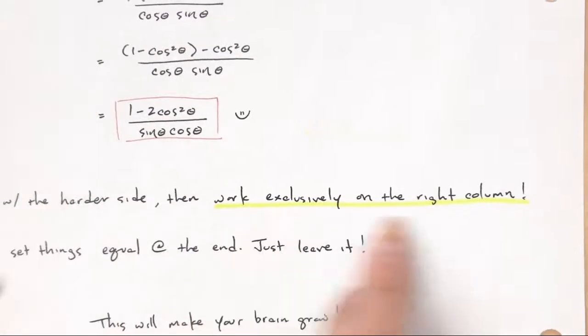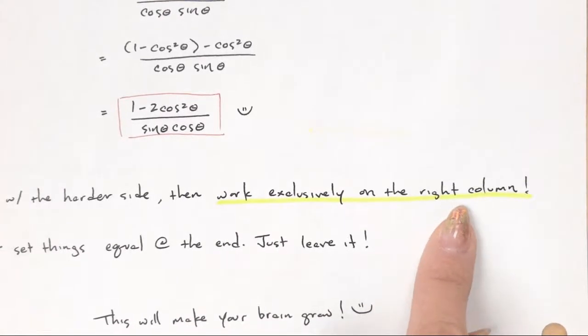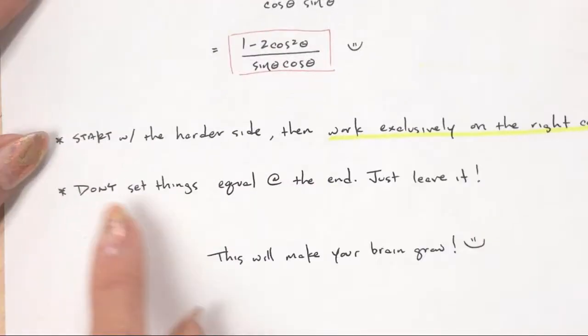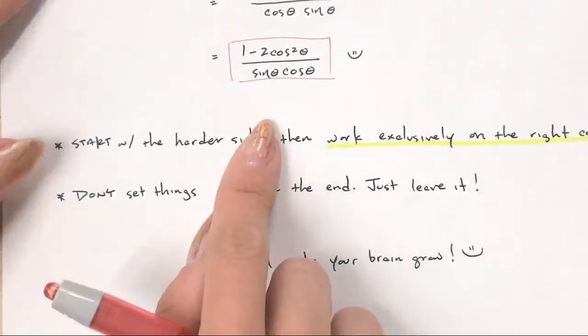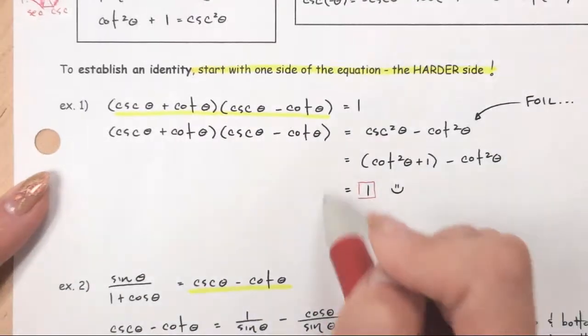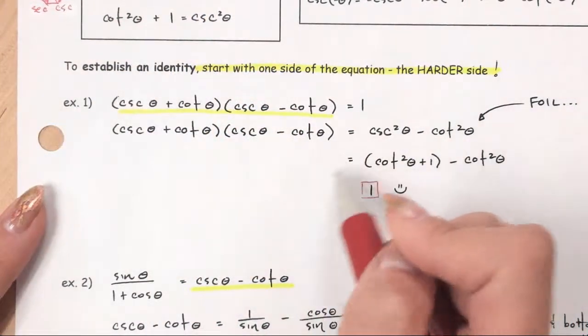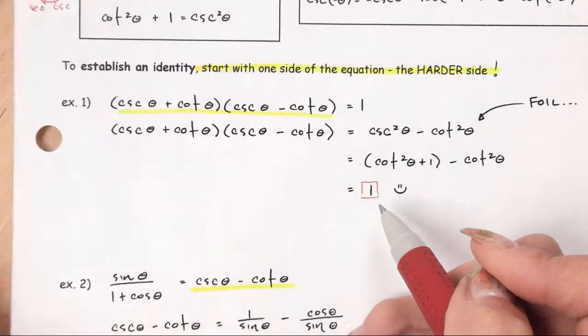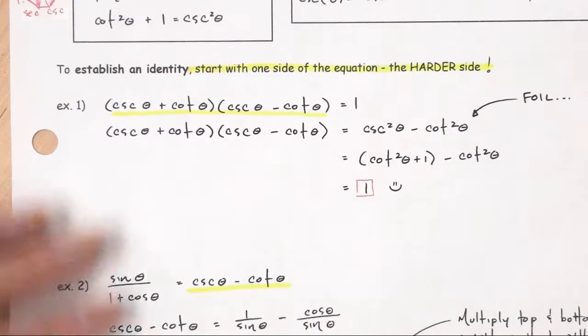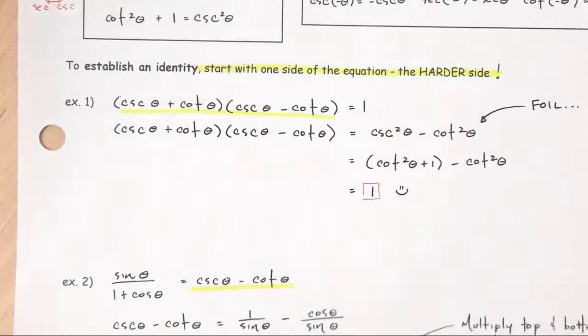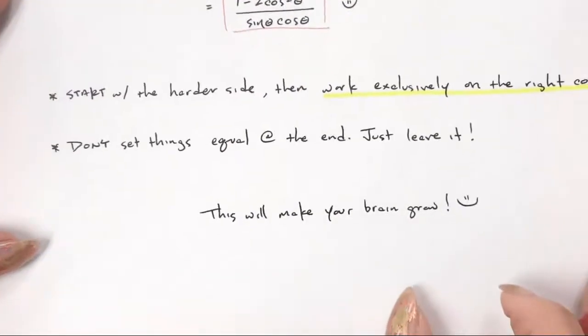Okay, so again, you start with the harder side. You work exclusively in the right column. Do not write anything else on the left side. Don't set things equal at the end. Like at the end, let's say you're working on this problem over here. Don't put 1 equals 1. No. Just leave it like this. There should be nothing on the left side. Don't put 1 equals 1. That's crazy. You're going to get to IB. You're going to get to like Ms. Knudsen in calc. It drives them crazy, okay, because it's not true. So you don't want that.